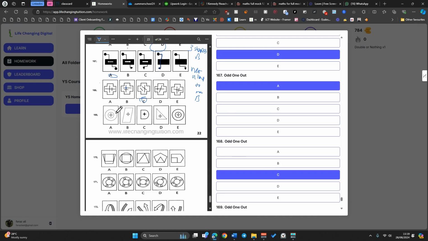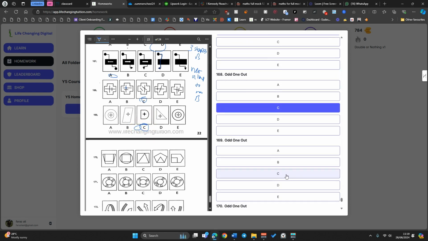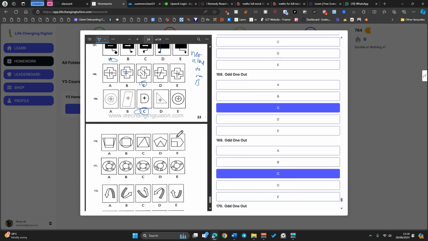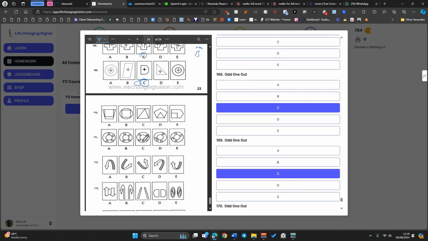Question 169. C is the obvious one here because it's the only one with a black star. Everything else is just a distraction, basically. Question 170. Now we've got a four-sided shape in a four-sided shape, circle in a square, triangle in a square, pentagon in a triangle, pentagon in a square.